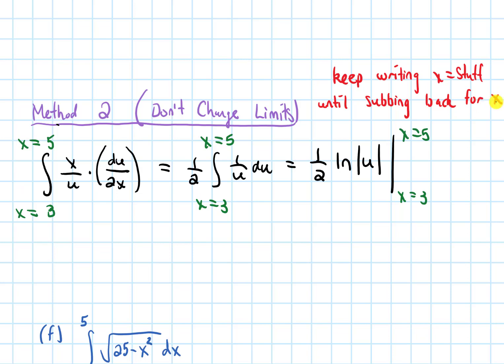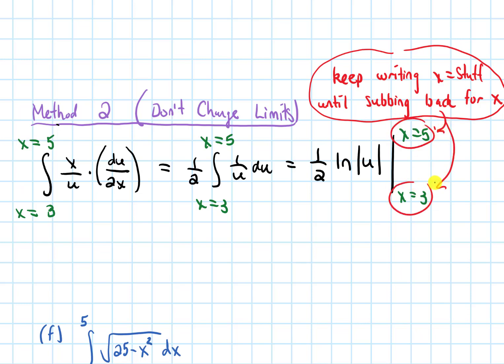for the x. Okay, so we got to keep writing this notational thing that we're doing, these values, until once I have my antiderivative, right now it's in terms of u, I got to get it back in terms of x. So I'm going to now plug back in. I get 1/2 ln absolute value, and u, we said it was x squared minus 1. Now that it's back in terms of x, now I get to just write 3 and 5.